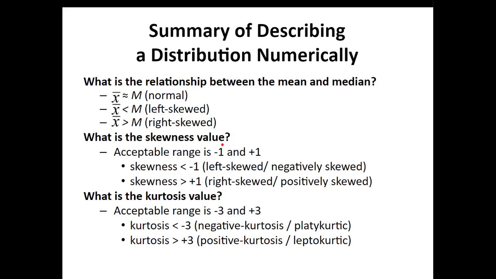The acceptable range for the skewness value is -1 and +1. So if your skewness value is between +1 and -1, right, then you're going to be okay. So we look at the skewness value on the output. If the skewness is less than -1, then the data is excessively left skewed. Another way to say that is it's excessively negatively skewed. If the skewness is greater than +1, then we can say that the data is excessively right skewed or the data is excessively positively skewed.